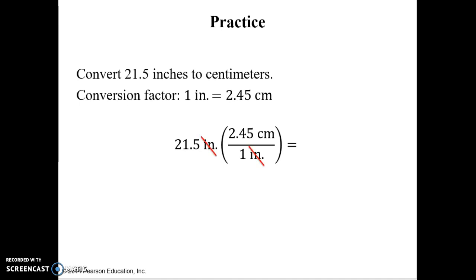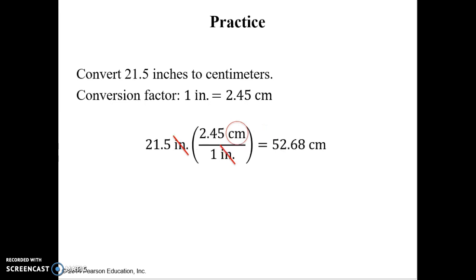Inches. So now you're left with centimeters on top, which is the unit we're trying to convert to. All that's left is multiplying this equation to get 52.68 centimeters. So 21.5 inches equals 52.68 centimeters.